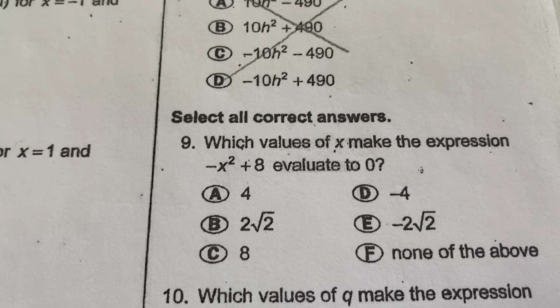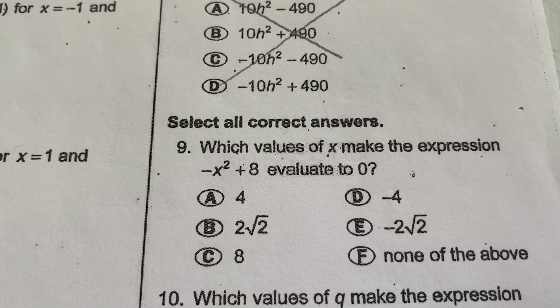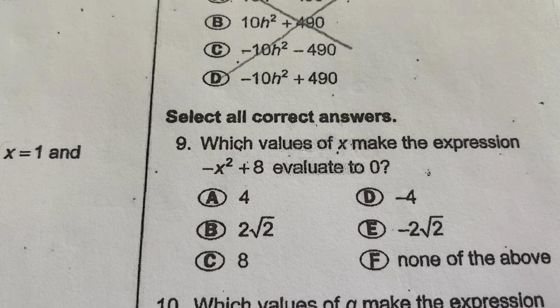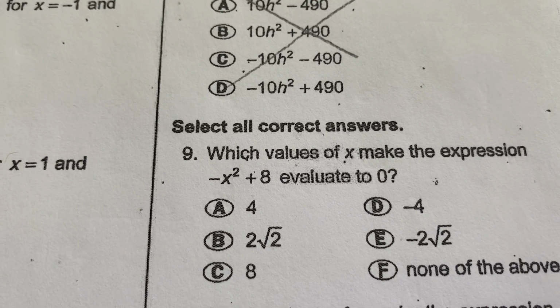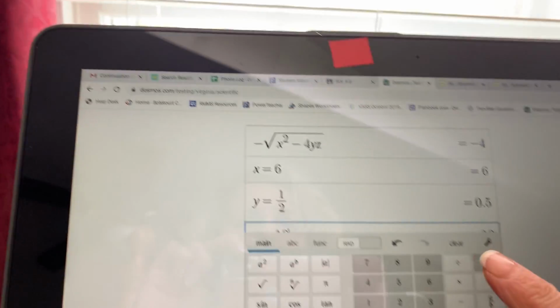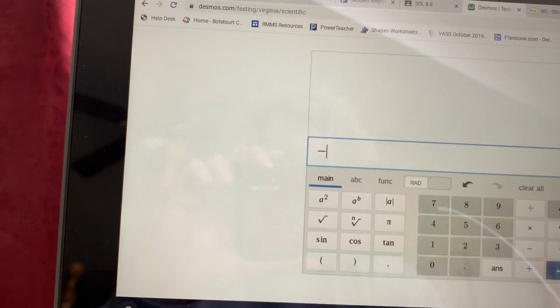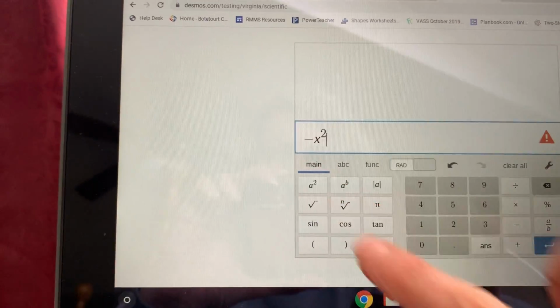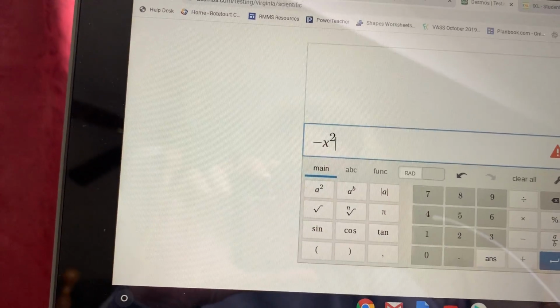All right, number 9, we have to select all the correct answers. Which values of x make the expression negative x squared plus 8 equal to 0? So we are going to type that into our calculator, clear everything out. So we're going to type in negative x squared plus 8.